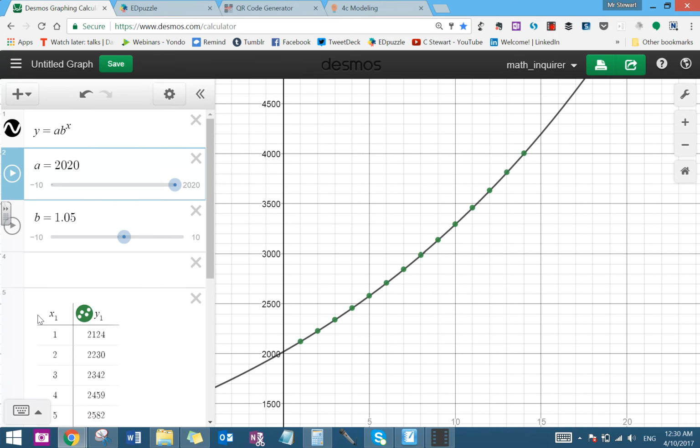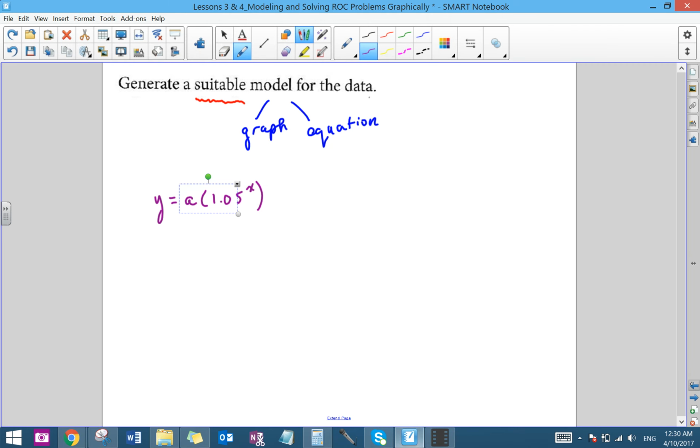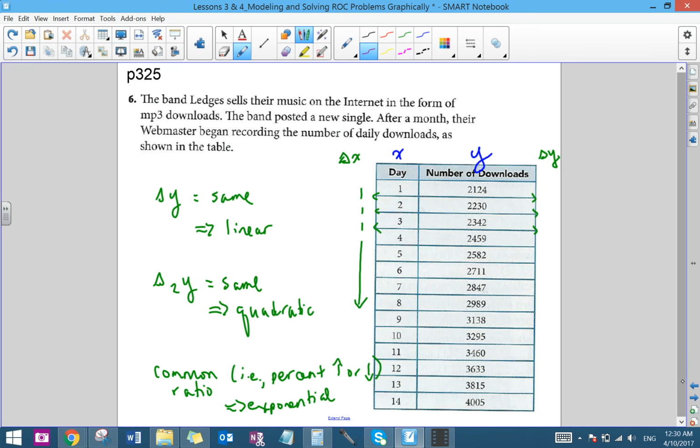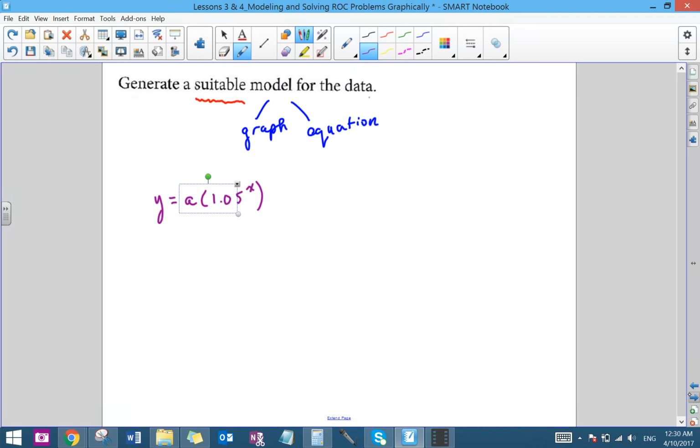So let's head back to the main problem and reflect on the data table in the context of the question. On day 0, before tracking the downloads, there would have been a point in time where there were 2020 downloads. That means our equation is now y equals 2020 multiplied by 1.05 to the x.